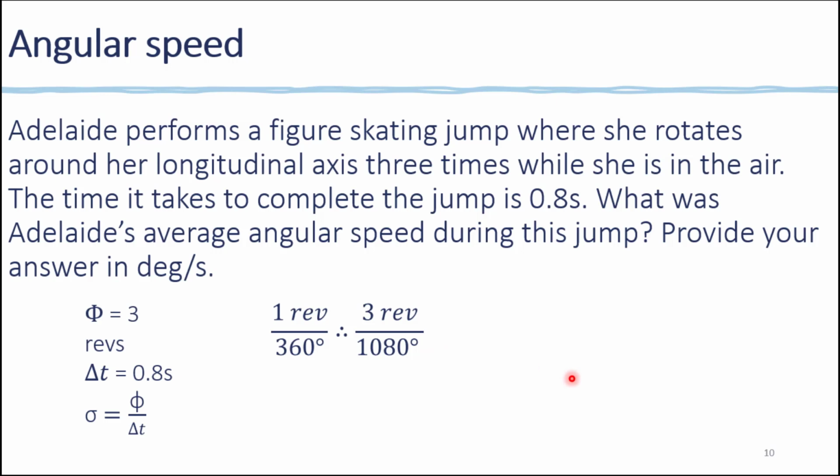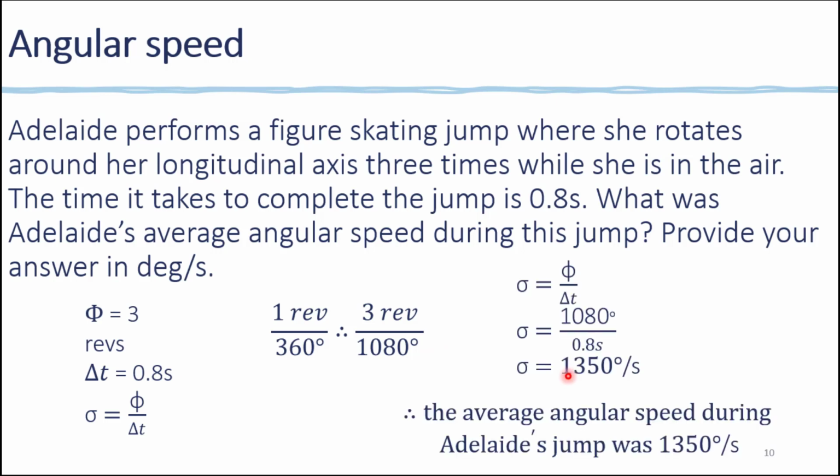If we put all of this together in our speed equation, this is what we end up with. We have a distance of 1,080 degrees, not 100, 1,080 degrees over a time of 0.8 seconds, which gives us an angular speed during Adelaide's jump of 1,350 degrees per second. That's pretty fast.